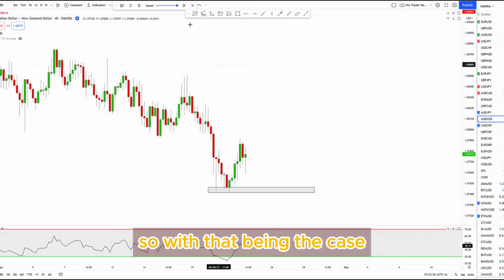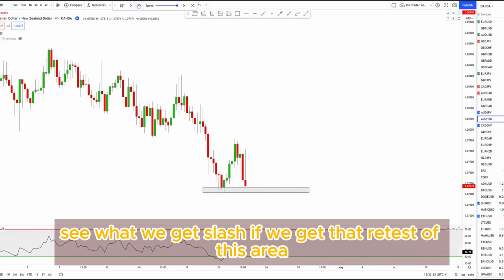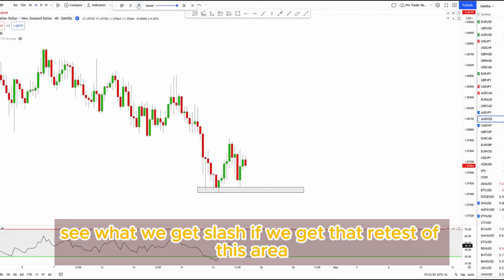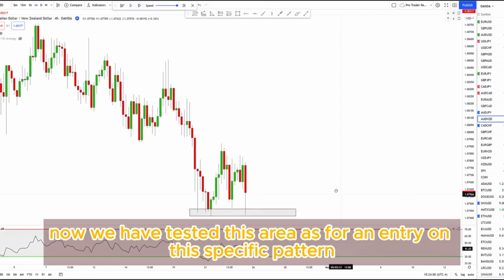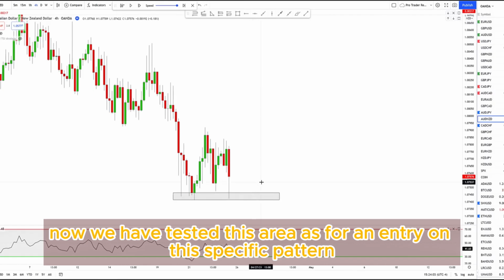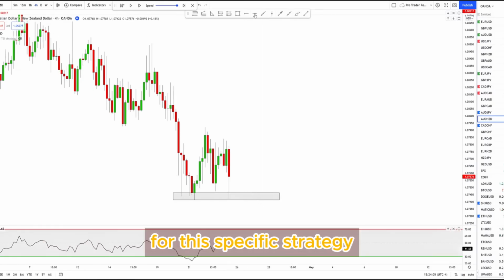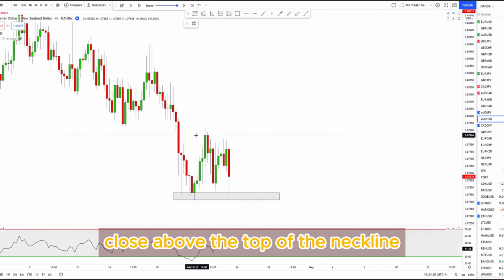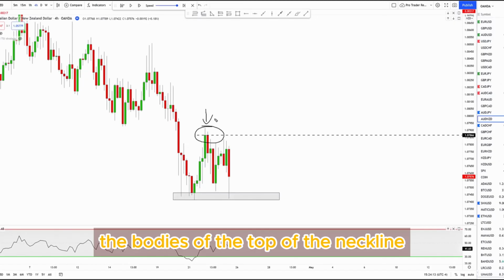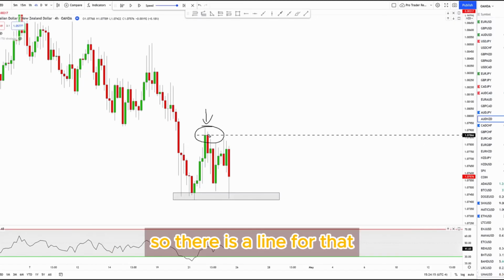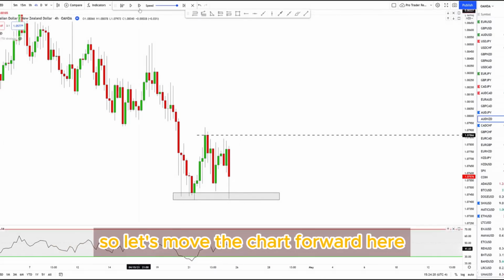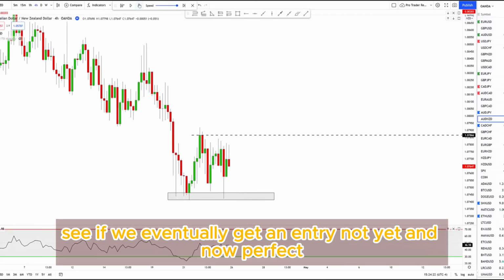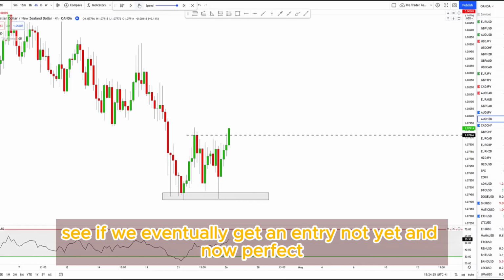So with that being the case, let's move price forward, see if we get that retest of this area. And eventually we do. Okay, now we have tested this area. As for an entry on this specific pattern, for this specific strategy, what we're going to look for is a candle close above the top of the neckline, the bodies of the top of the neckline. So there is a line for that. As you can see, that is the top of the bodies of the neckline of this pattern. So let's move the chart forward here, see if we eventually get an entry. Not yet. And now, perfect.